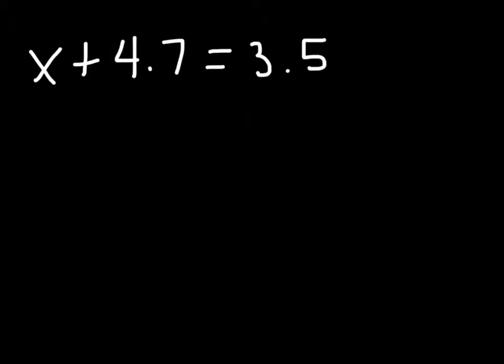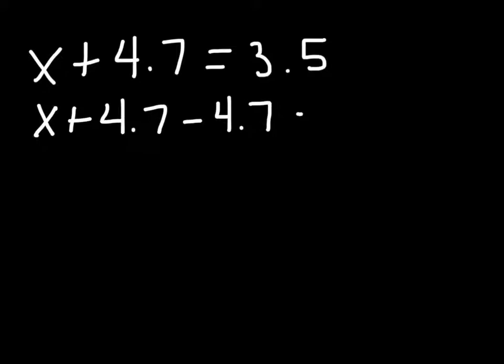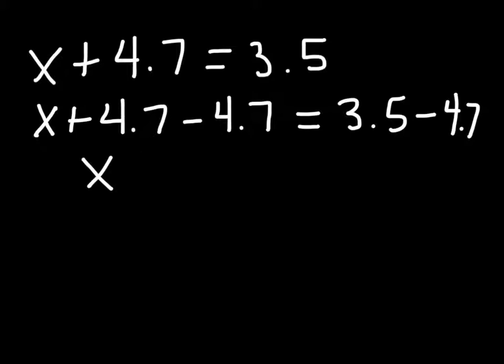Now let's solve for x in an equation that involves decimals. X plus 4 and 7/10 equals 3 and 5/10. We'll do this exactly the same way we simplify an equation using an integer. First, we need to isolate the x. So we're going to subtract 4.7 from this side. Whatever we do to side A, we have to do to side B. So we're going to subtract 4.7 from this side as well. Once we simplify, x equals negative 1.2.